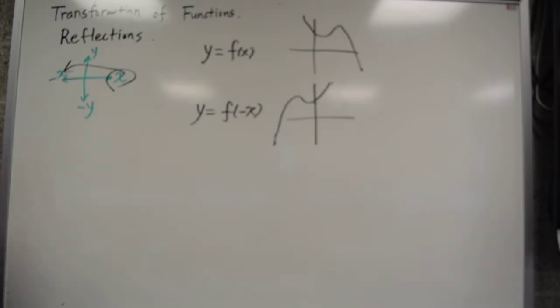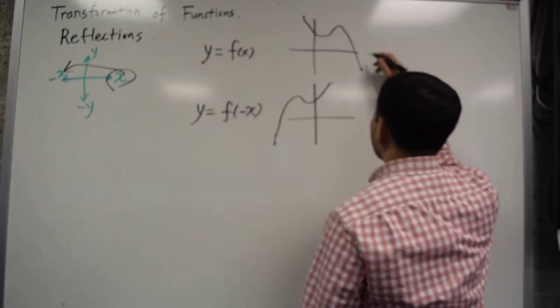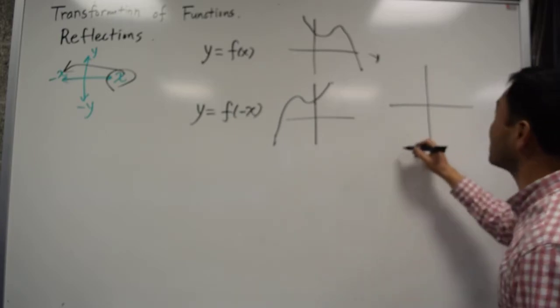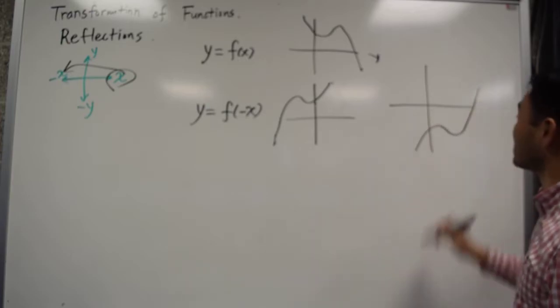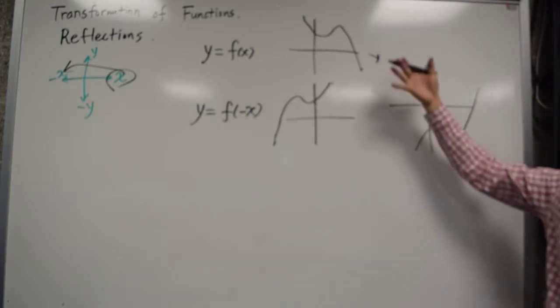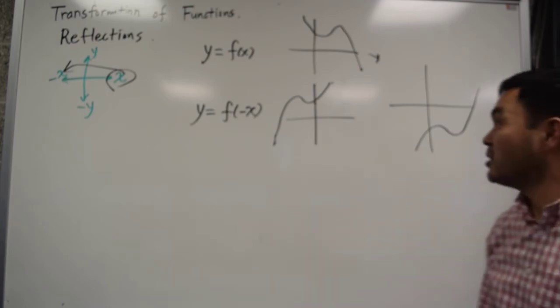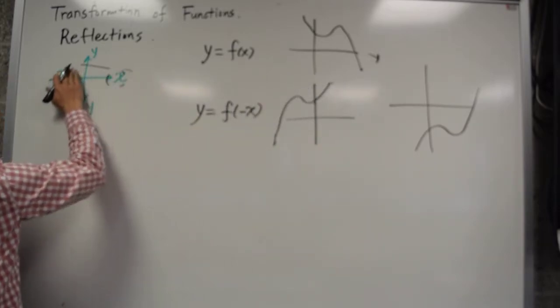Okay, let's do another one. What if I want to take this graph and flip it upside down? So the graph would be like, I'm getting confused now. It's probably this one. All right. So I want to flip it upside down. What should I do? Change the y. Yeah, so this time you look at the same thing.